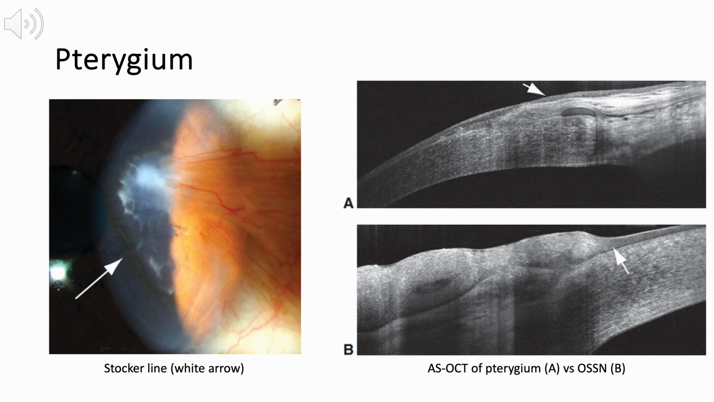The two right images are anterior segment OCT scans. In image A, the arrow indicates normal thickness epithelium overlying subepithelial fibrosis, characteristic of pterygium. In image B, the arrow points to a transition zone between normal epithelium and a grossly thickened epithelial layer, as seen in ocular surface squamous neoplasia. These OCT findings help differentiate between benign pterygium and malignant or premalignant epithelial lesions.